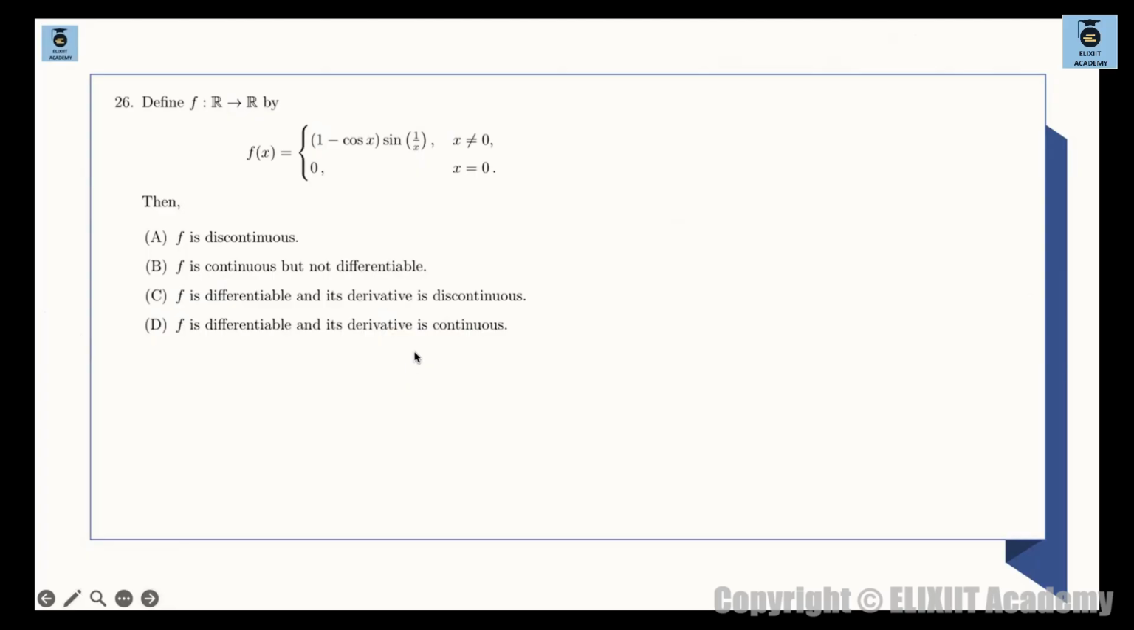Okay, next we have this question which says that define a function f R to R by this.